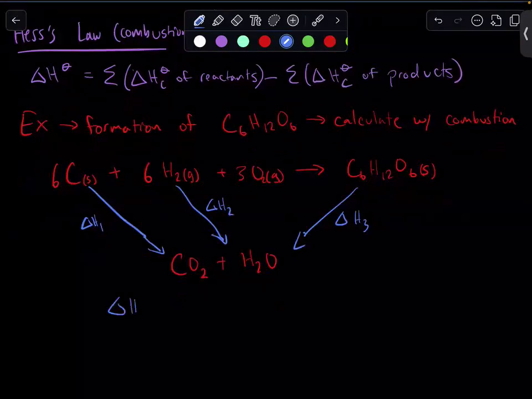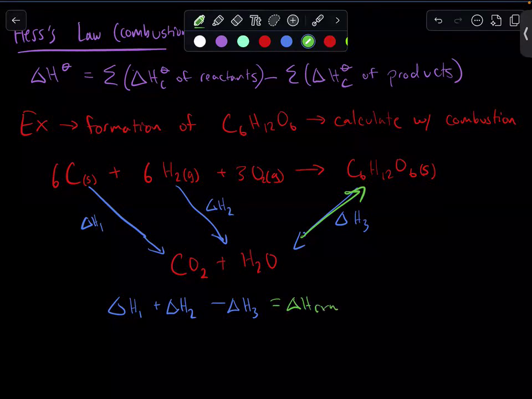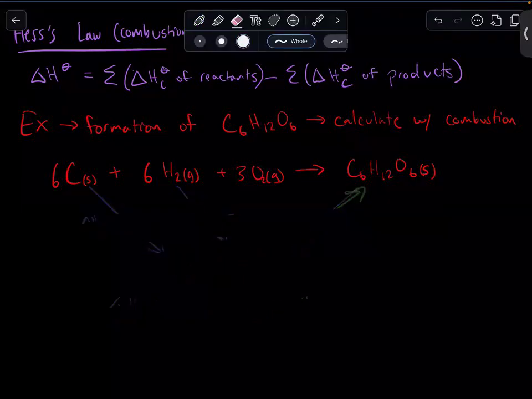And so we know that delta H1 plus delta H2 minus delta H3, because we want the inverse reaction, gives us our delta H reaction. This is what we learned in Hess's law. But we can figure out what these values are through our section 14 combustion data. So we're going to take this a different route. We're doing the same route, but mathematically we're going to look at it just a little bit differently.